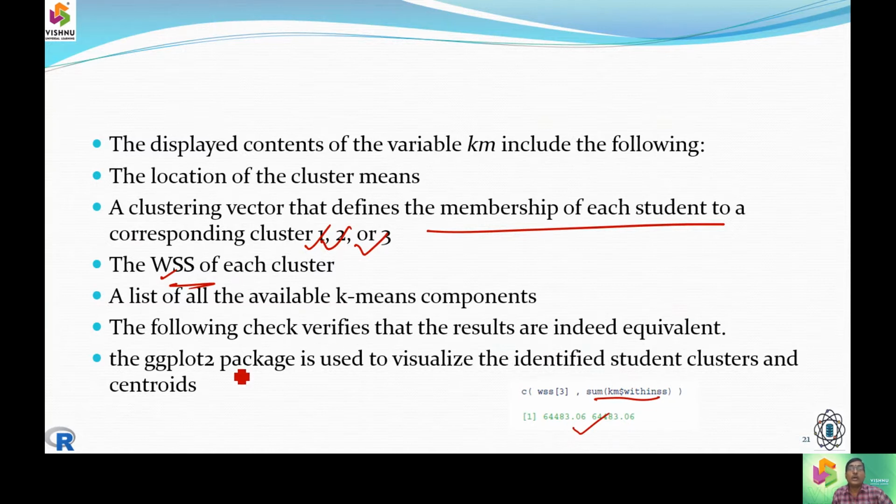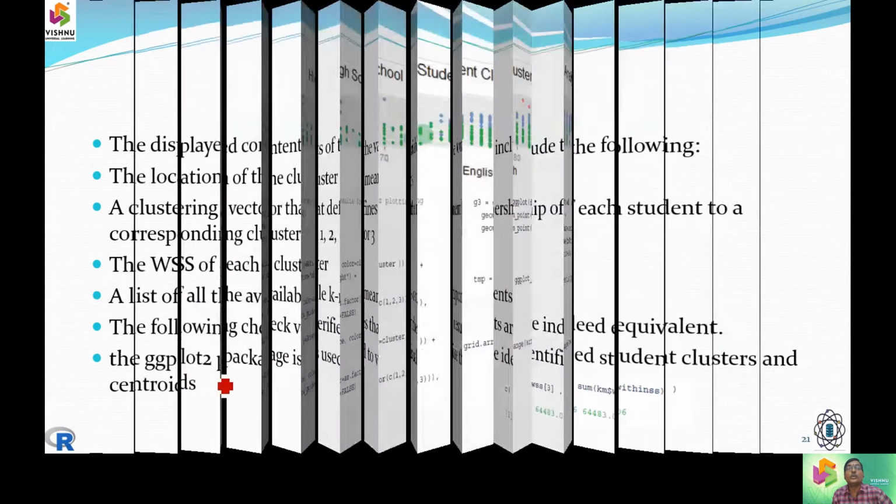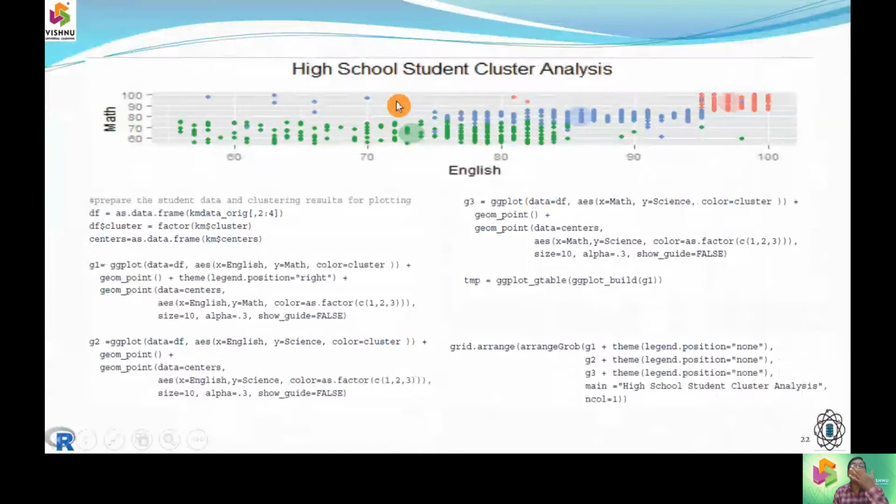So now I need to visualize the cluster graph. How am I going to visualize the cluster graph? I have the ggplot2 package. In this ggplot2 package, I am going to have the region towards English and maths. So how can I move this item? First of all, I need to give the title. So the title I am going to give here.